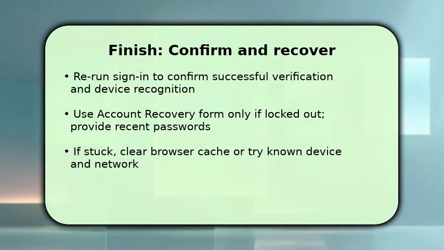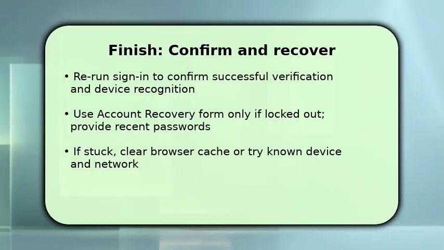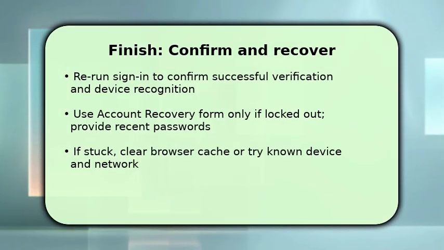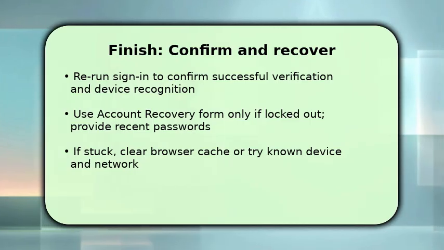To finish, you confirm changes and regain normal access. Sign out and sign back in from a recognized device or network, enter codes when asked, and verify that no alerts remain. If locked out, use the account recovery form and supply recent passwords, creation date, and device details. These proofs increase success. If issues persist, clear browser cache or try a different browser, and use the known device and home network. Key troubleshooting tip.